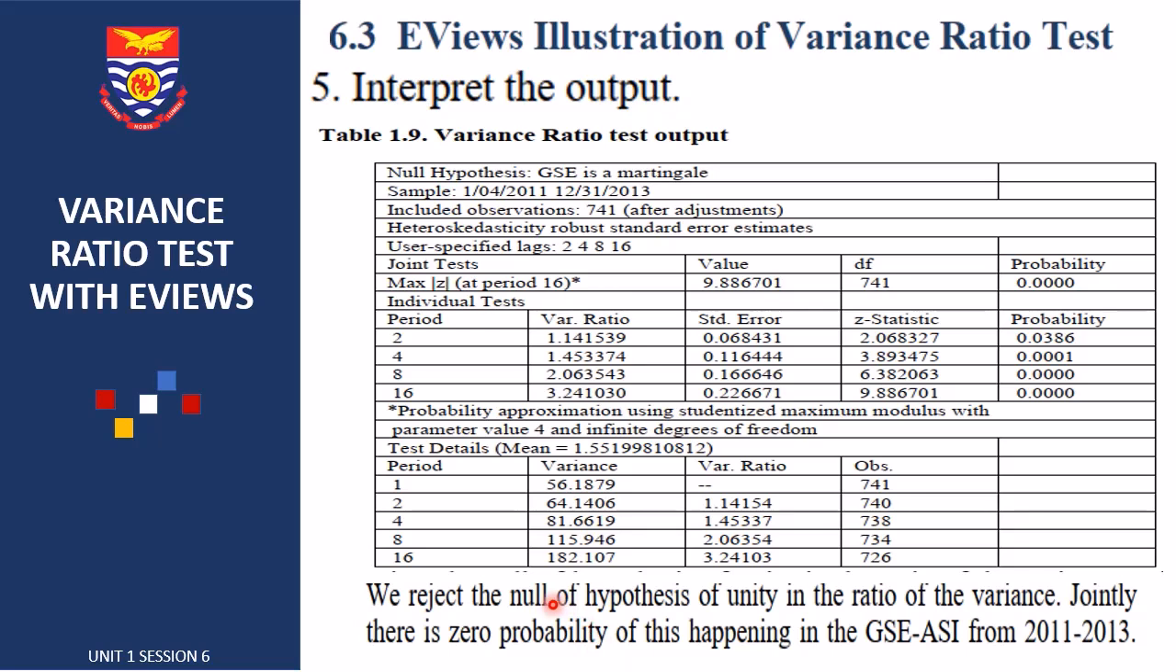So we reject the null hypothesis, given that the probability value for the joint test is less than the significance level that we earlier chose, indicating that our data set, which is the Ghana Stock Exchange share index data set, does not exhibit a random walk, or that there is the existence of autocorrelation within the data set.